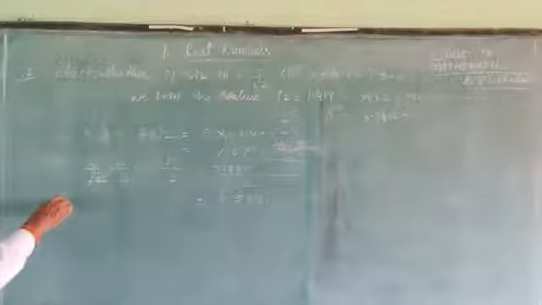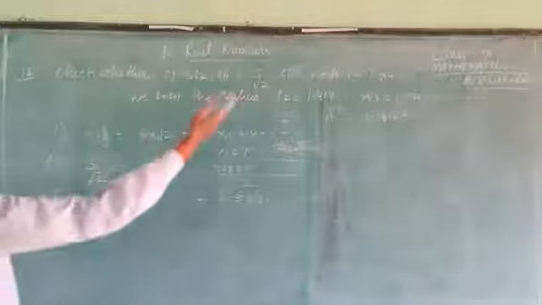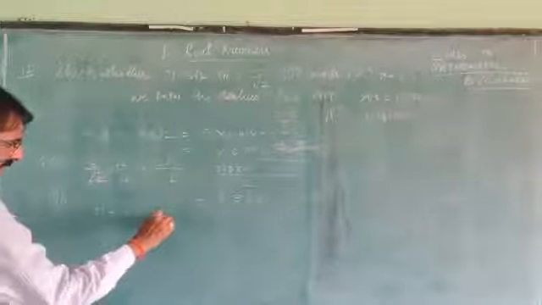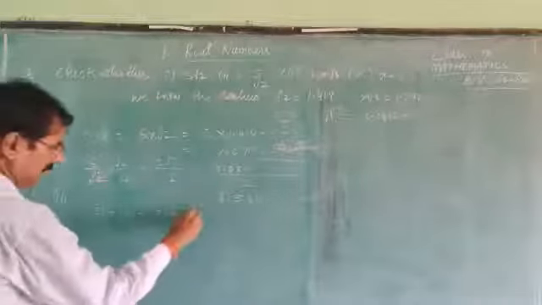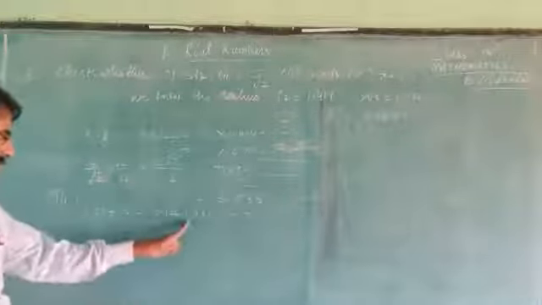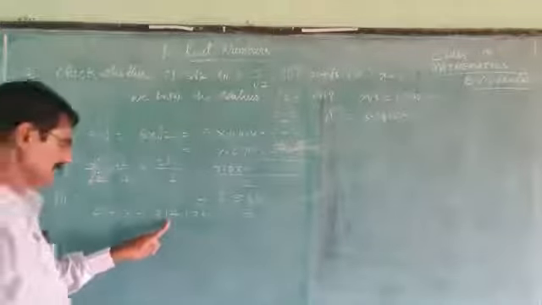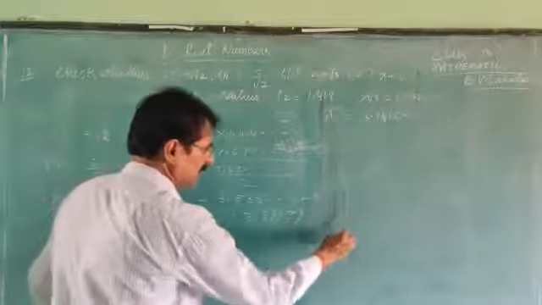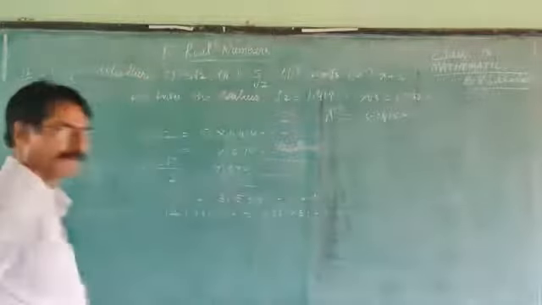Next, the third one. What is the third one? 21 plus root 3. Root 3 value is 1.732 and so on. 21 is a whole number. The sum of them is 22.732 and so on, which is also irrational.